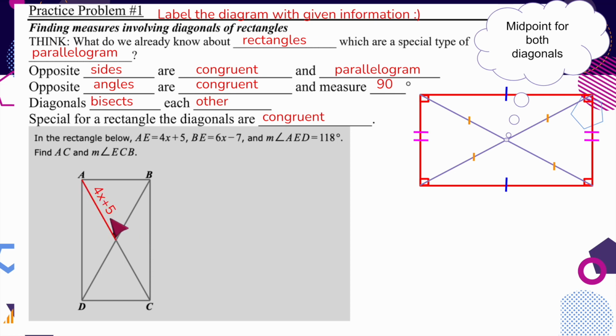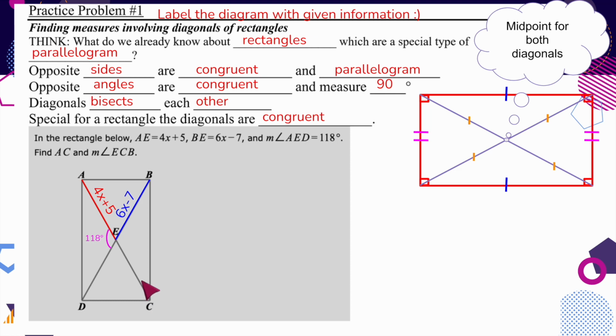So AE is 4x plus 5. BE is 6x minus 7. Angle AED, which I marked in pink, is 118 degrees. And they want us to find AC, which is this whole diagonal going across here. And they want us to find ECB, which is this bottom part, not the fully right angle, but part of the bottom right angle here.